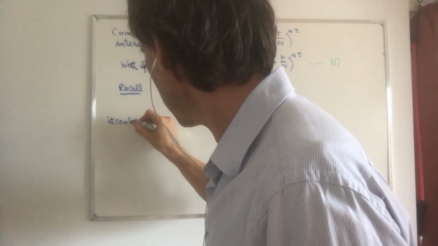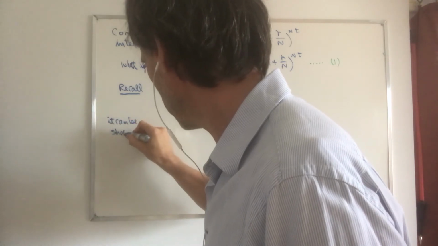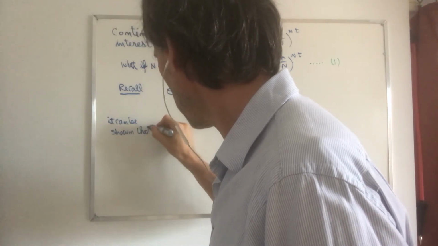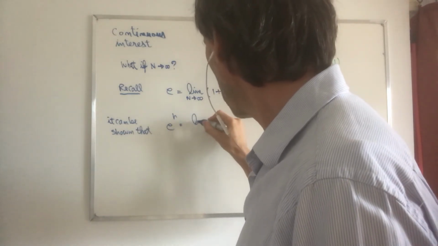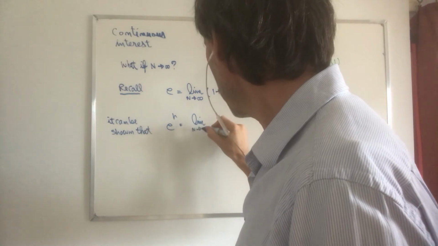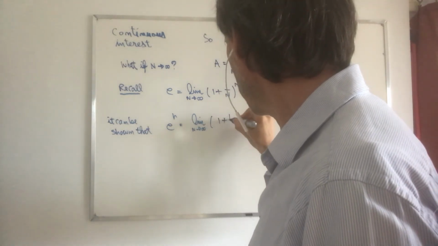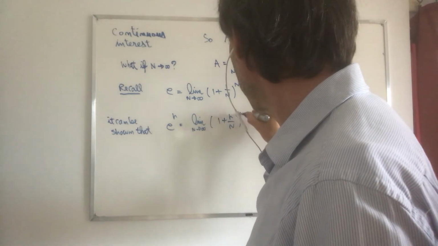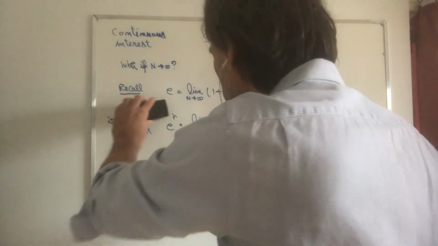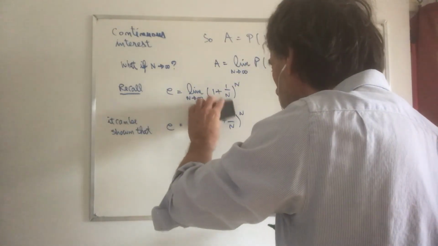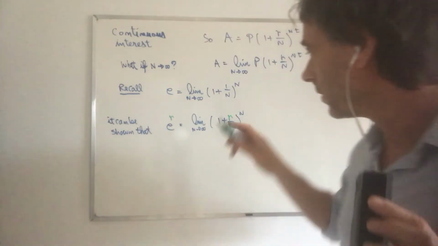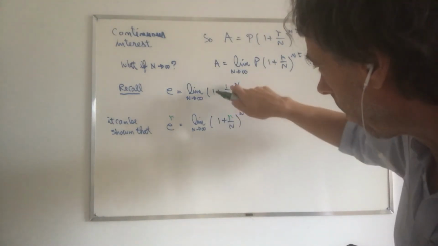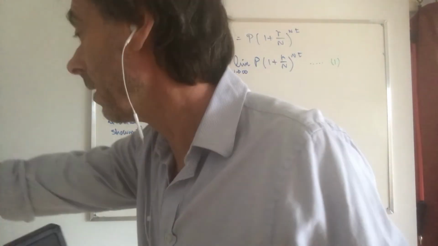I will simply say this. It can be shown, well, we're not going to show it, but it can be shown that if you raise e to the r, what's going to happen in this limit is that you're going to get here r over n. So e to the r, the only thing that it changes in my formula for e is an r on top of the 1 over n.